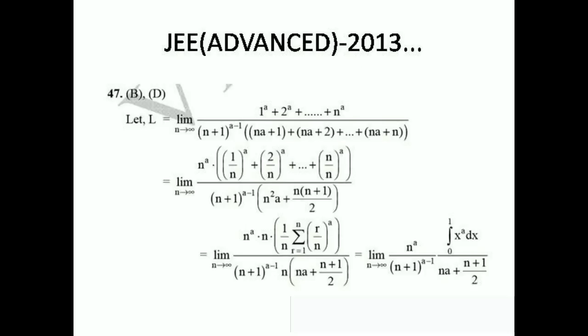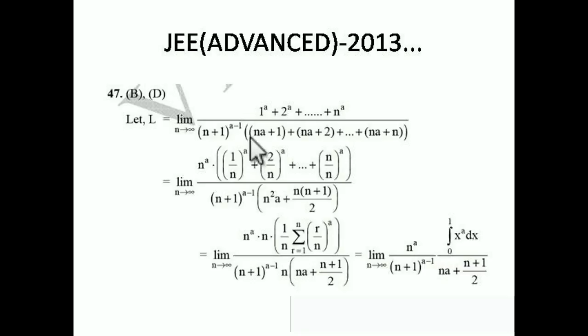So let's solve this. Let L equal the limit n tends to infinity, (1 raised to a plus 2 raised to a plus up to n raised to a) upon (n plus 1) whole raised to (a minus 1) into ((na plus 1)(na plus 2) up to (na plus n)). Now for converting it into the 1 by n form, let's take n raised to a common first. So we have (1 by n) raised to a plus (2 by n) raised to a plus up to (n by n) raised to a. Then (n plus 1) whole raised to (a minus 1) as it is.